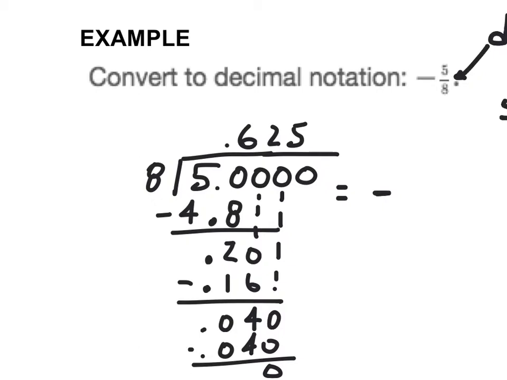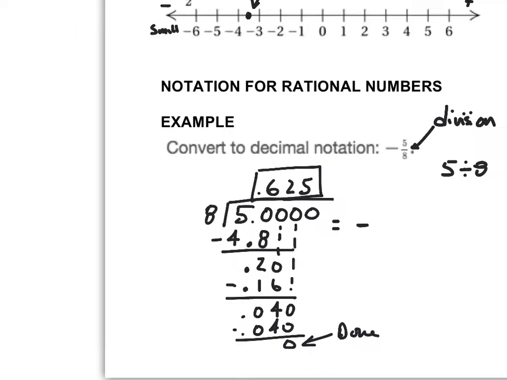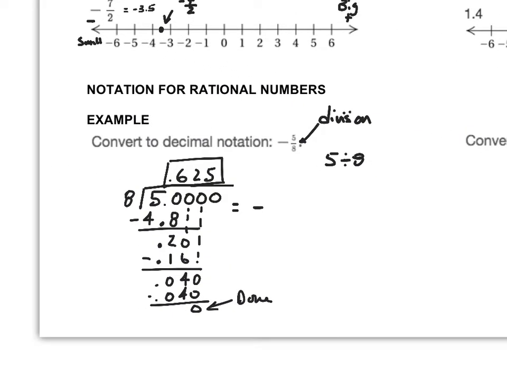Once you get to this point where you get a 0 down here, you're done. This means that you're done, and this is your decimal. What I encourage you to do is, it's really easy to just type 5 divided by 8 into the calculator, and you're going to get 0.625, but you should also be able to do it by hand.